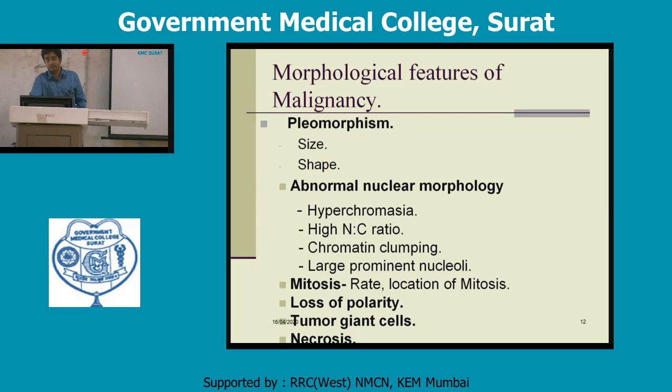Abnormal nuclear morphological features are very important, like hyperchromasia, high NC ratio, nuclear chromatin clumping and presence of prominent nucleoli. What is hyperchromasia? The word itself says it: the staining is intense. We are using hematoxylin and eosin stain in histopathology. So if we encounter a malignant lesion, the nuclear staining is intense or dark as compared to the surrounding normal cells. That means the nucleus is hyperchromatic. Next is high NC ratio, high nucleocytoplasmic ratio.